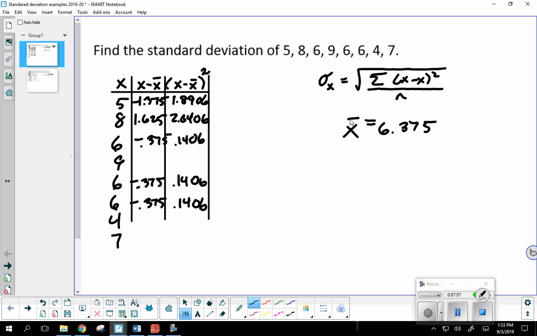9 minus 6.375. 2.625. Perfect. And Laura, what do I get if I square that? 6.89. And I'm going to go ahead and keep it to 4 decimal places. That's perfect. But 6.8906, that would have been perfect. Okay, 2 left. Okay, help me out with 4 minus 6.375.